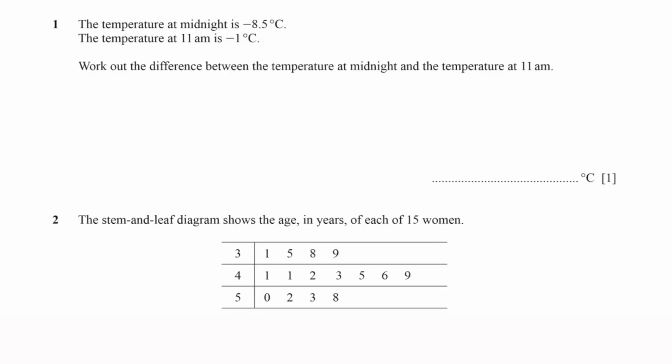Question number 1. The temperature at midnight is minus 8.5 degrees Celsius. The temperature at 11 a.m. is minus 1 degree Celsius. Work out the difference between the temperature at midnight and the temperature at 11 a.m.